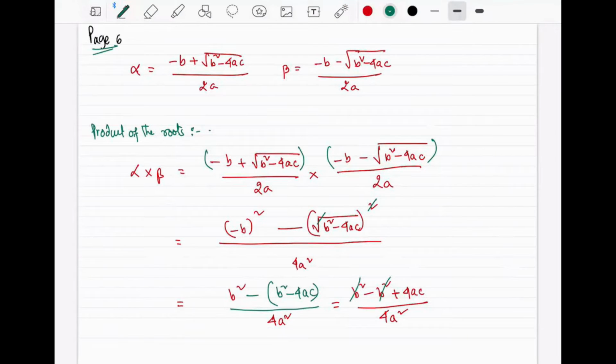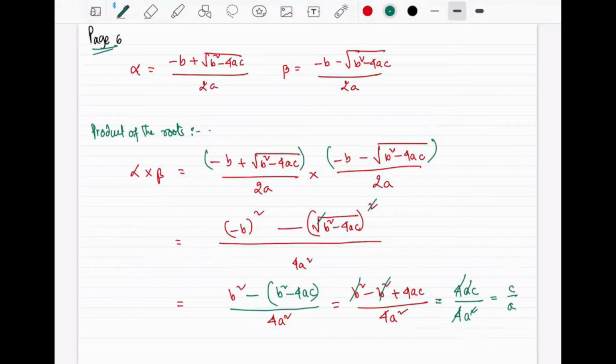4ac is remaining on the numerator. So we just got 4ac by 4a square. Then 4 can be cancelled. There is a 1a above, 2a below. 1a and one of the a's can be cancelled out. What is remaining? c by a is remaining.